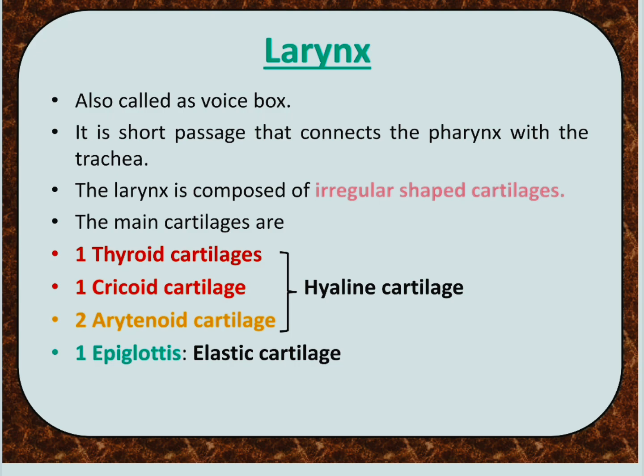It is irregularly shaped, and cartilages are present. There are three types of cartilage: the thyroid cartilage, the cricoid cartilage, and the arytenoid cartilage. These three are hyaline cartilage. The epiglottis is also present, and it is elastic cartilage. So the larynx is made up of these three hyaline cartilages and one epiglottis, which is elastic cartilage.